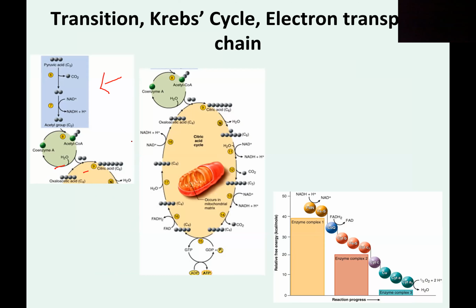box, and green, the Krebs cycle, which is also called the citric acid cycle, and also called the matrix reactions. And then down here is the electron transport chain, which is also called the membrane reactions.